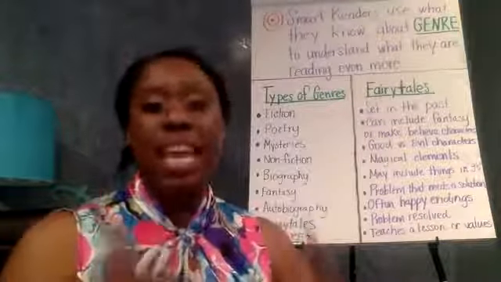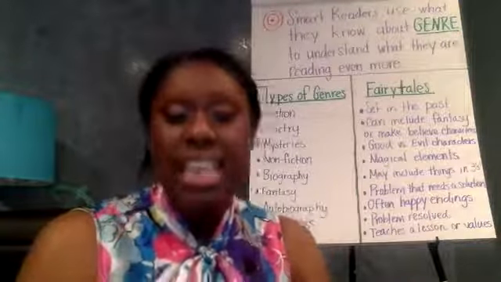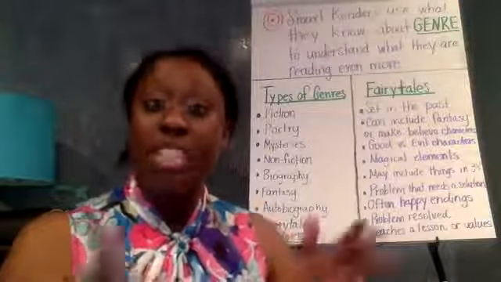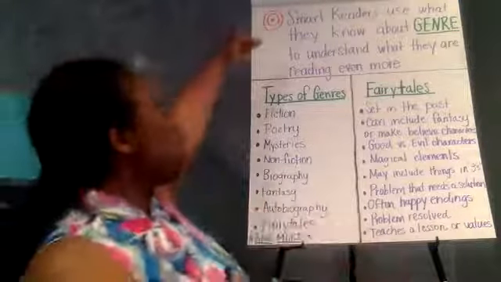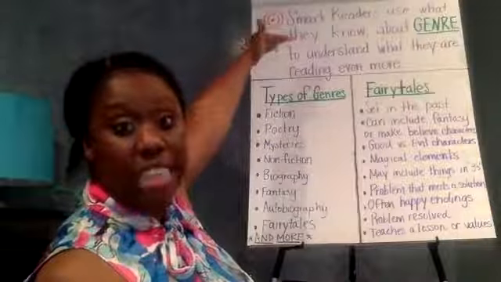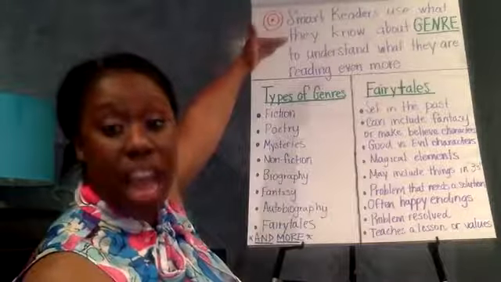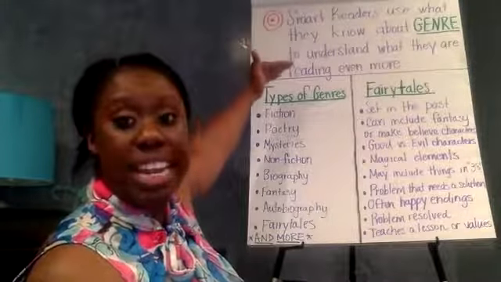So this is a big skill that's so important that you will want to teach your child at home. Here's how you can do that. You can start with this learning target. It says, smart readers use what they know about genre to understand what they are reading even more.